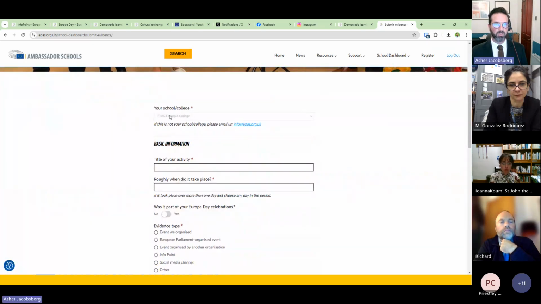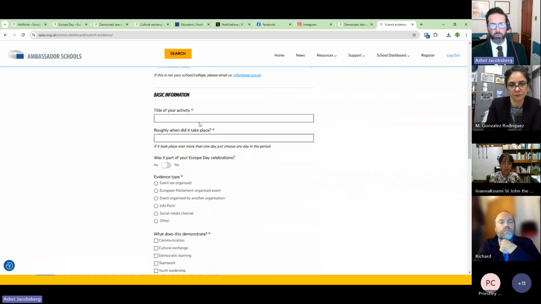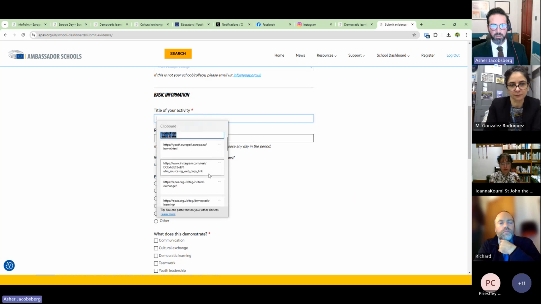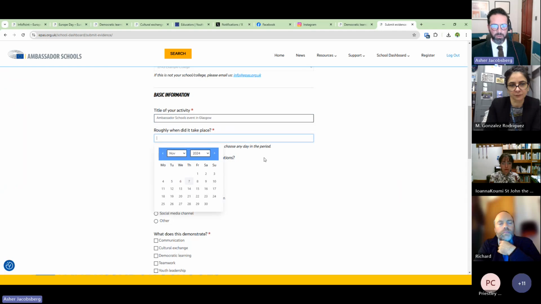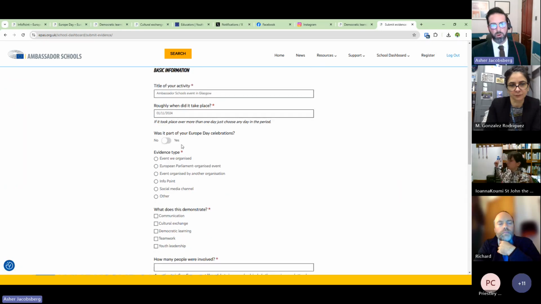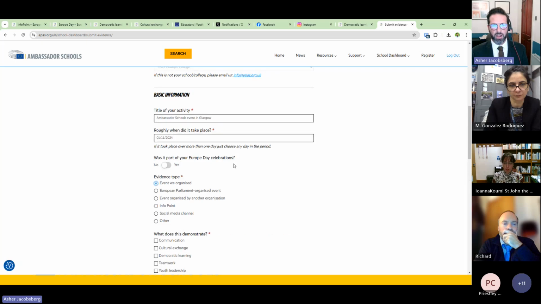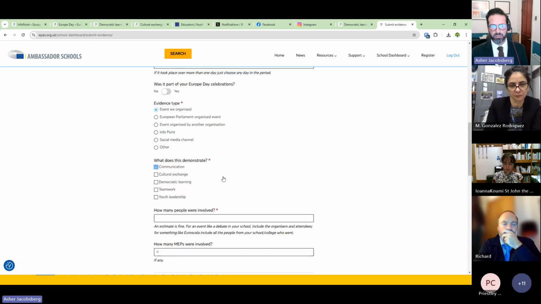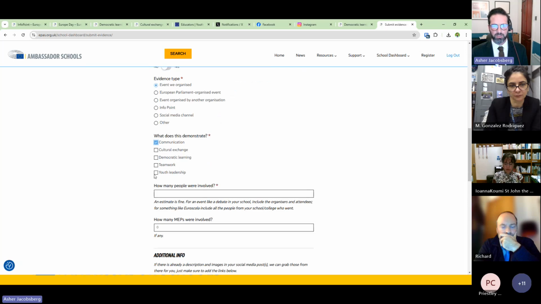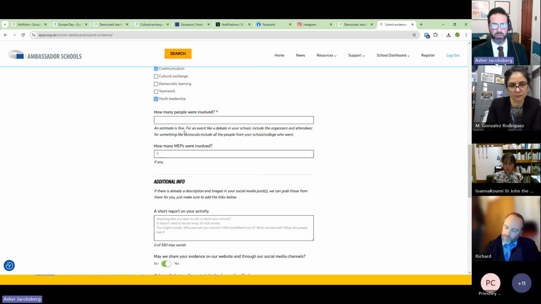and it will have selected my school already in here, so it links that with my school's evidence. I put in the title of our activity, say when it took place. Was it part of our Europe Day celebrations? Yes or no, this wasn't Europe Day. It was something that we organised rather than an event that we went to that another organisation had organised. And what does it demonstrate? Well, this was our Ambassador Schools event in Glasgow, so it demonstrated communication, and we had youth leadership in there as well.